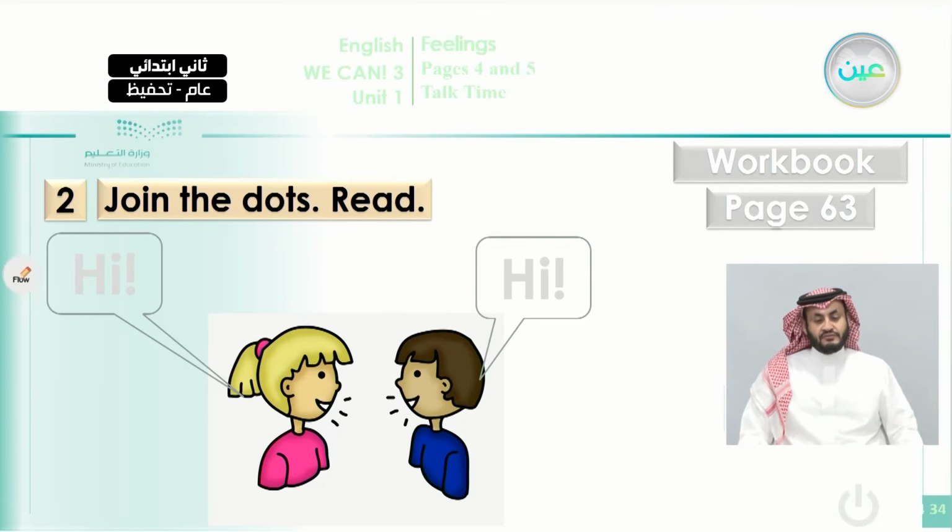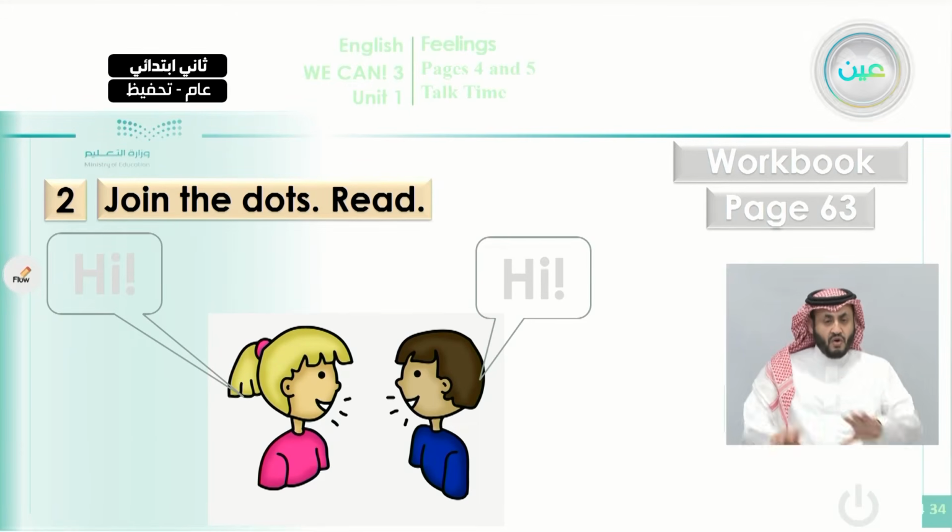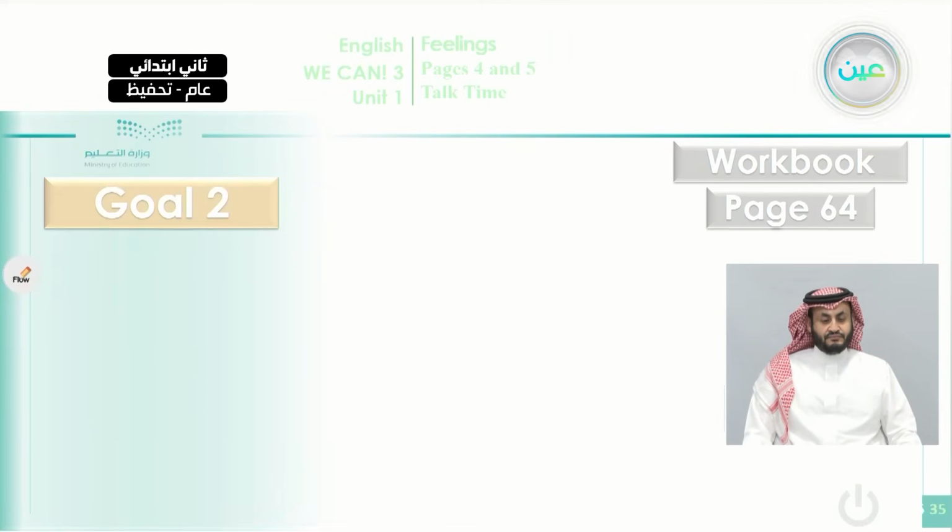You do the same also. You will find it in exercise number 2 on page 63. The same thing. You need to trace and to join the letters, or to make good handwriting by tracing and by writing on these dots.